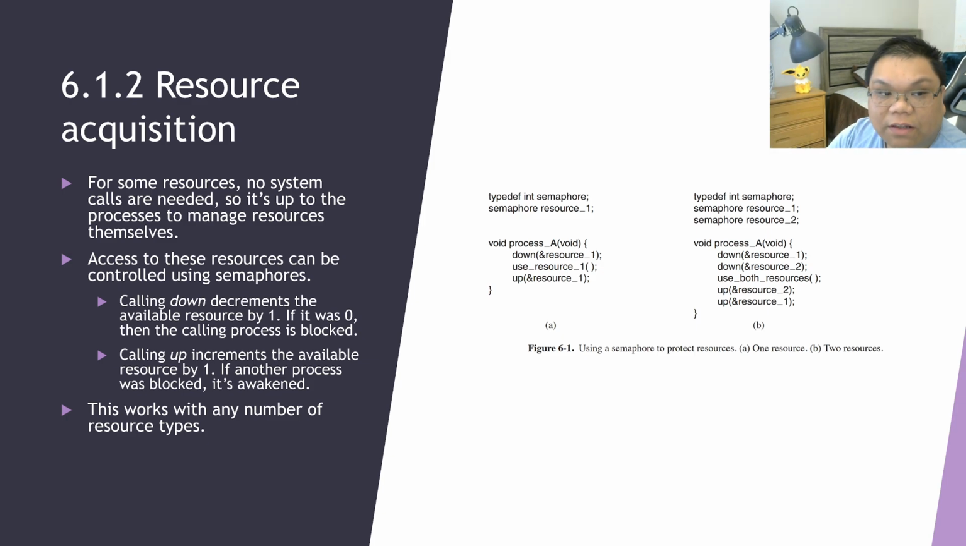For some resources, no system calls are needed, so it's up to the processes themselves to manage these resources. We can do that by using semaphores. Calling down decrements the available resource by 1. If it was 0, then the calling process is blocked. Calling up increments that available resource by 1. If another process was blocked because there were no resources available, it is awakened, and basically, hey, it's your turn with the resource now. And this will work for any number of resource types.